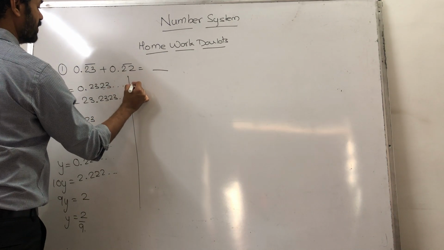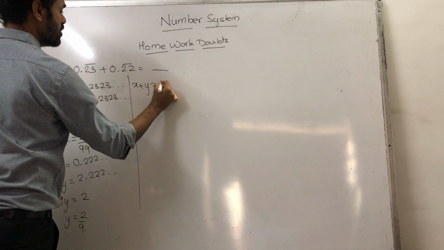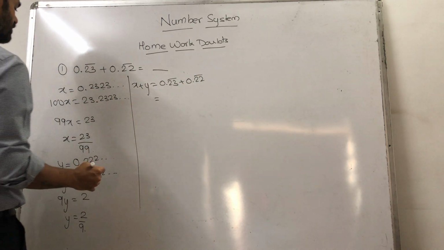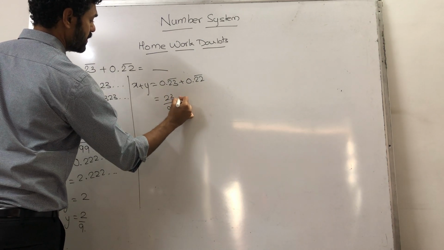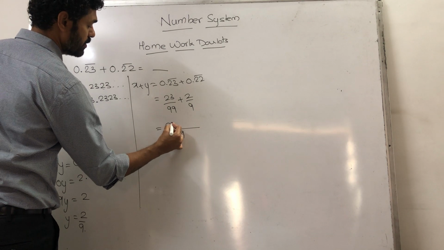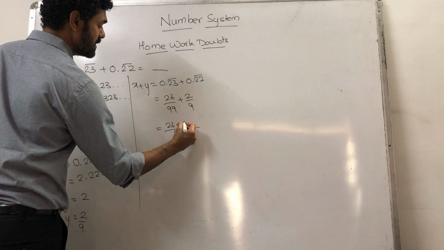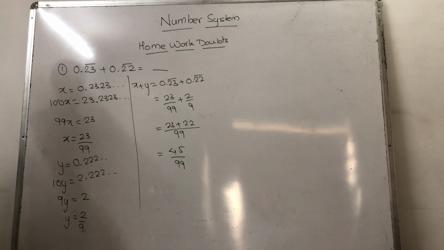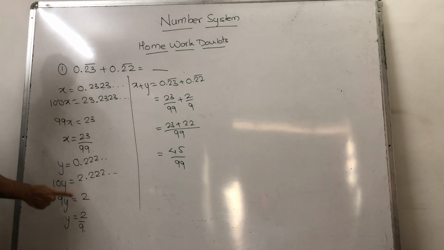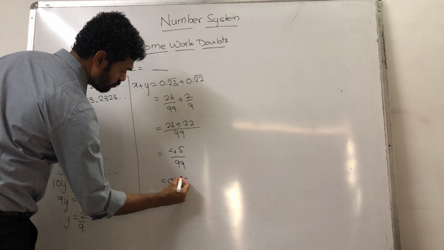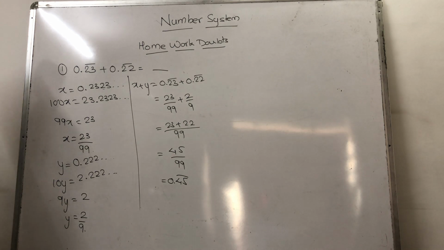Now you write x plus y equals, x is 0.23 bar plus y is 0.2 bar, which is nothing but 23 by 99 plus 2 by 9. The LCM of 99 and 9 is 99. So this will be 23, 9 elevens are 99, and 2 into 11 is 22. This is 45 by 99. Yes, if 0.23 bar is 23 by 99, 45 by 99 is going to be 0.45 bar. Yes, your answer is going to be 0.45 bar.